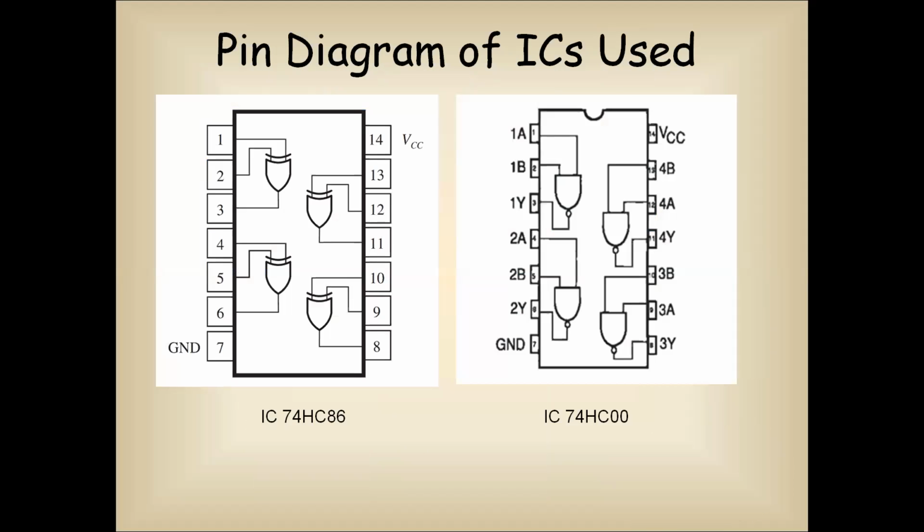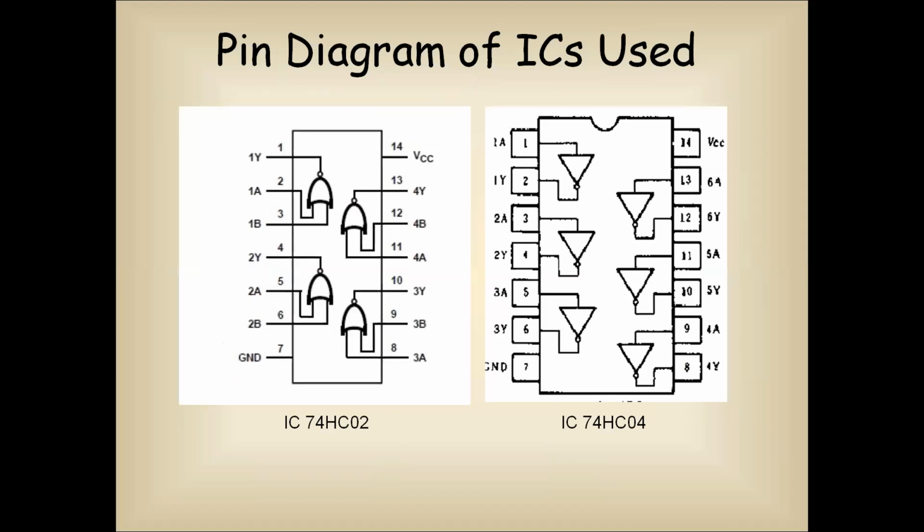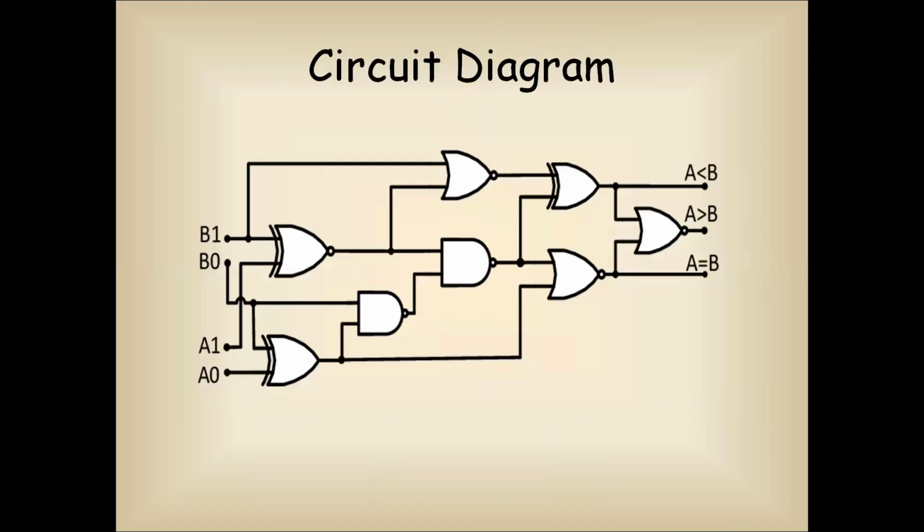So here I have given the pin diagrams of all the 4 ICs which you are going to use. And this is the circuit diagram which we are going to use to design the 2-bit comparator. So if you observe here, you have basically 8 gates. So this is 1, 2, 3, 4, 5, 6, 7, 8. Okay. So in these 8 gates, you can observe you have 2 XOR gates. So this is one and this is another one.